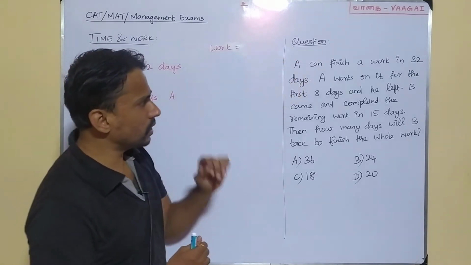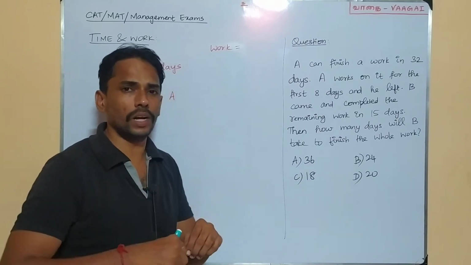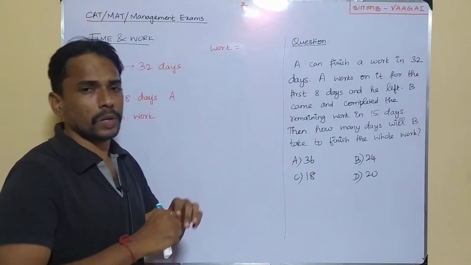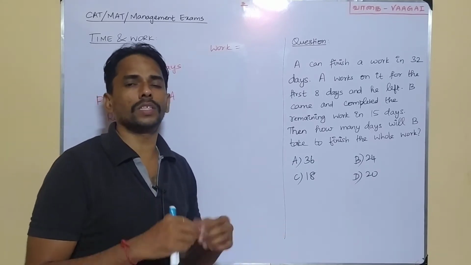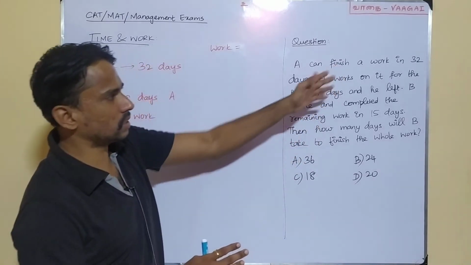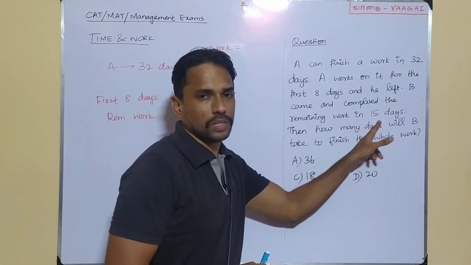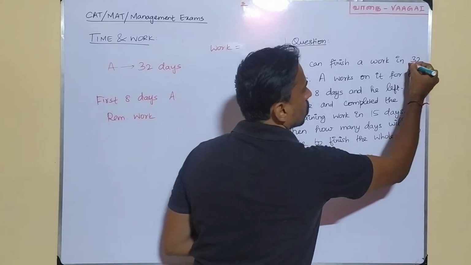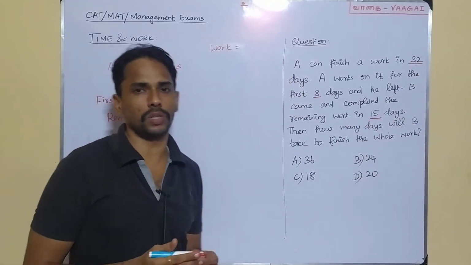We can see 32 days, 8 days, 15 days. So we should take a number in such a way that our number of units is divisible by all these numbers. Or in other words, we can simply take the LCM of these numbers. So we have got 32, 8 and 15. I'll just underline the numbers 32, 8 and 15. Just try to take the LCM of these numbers.